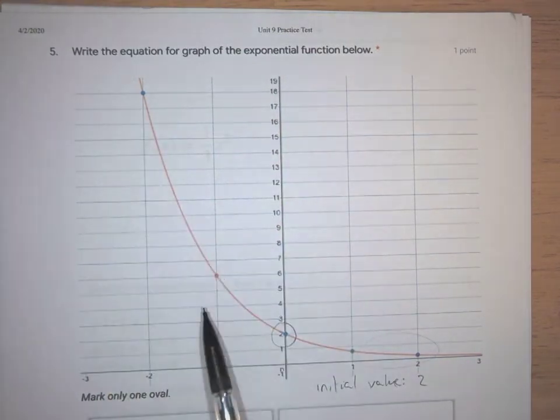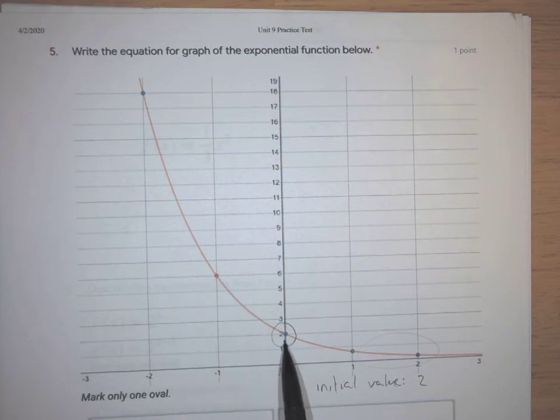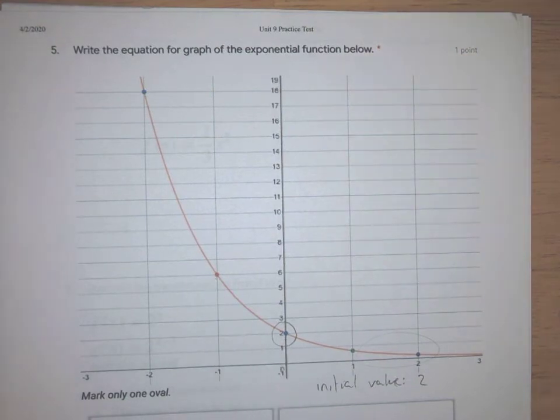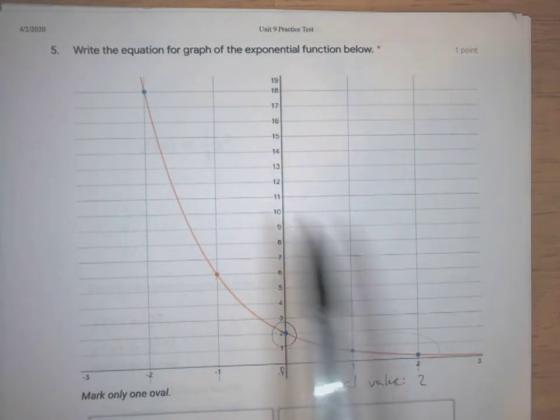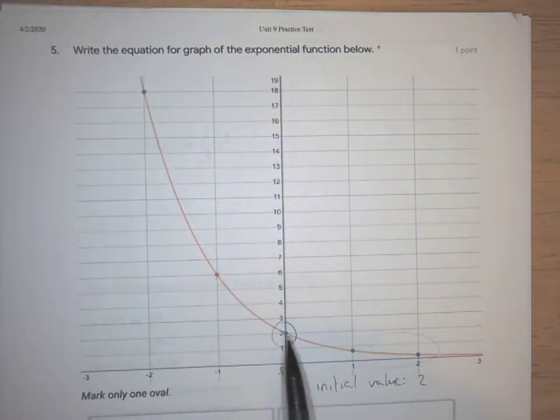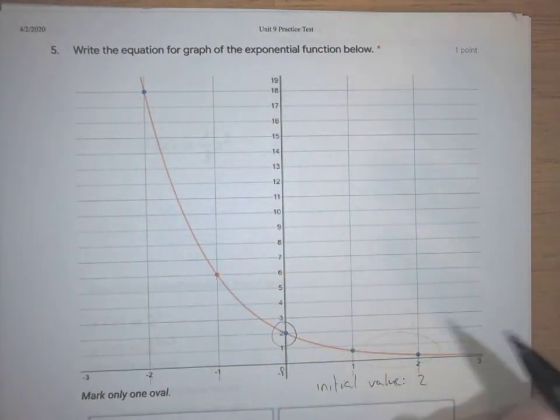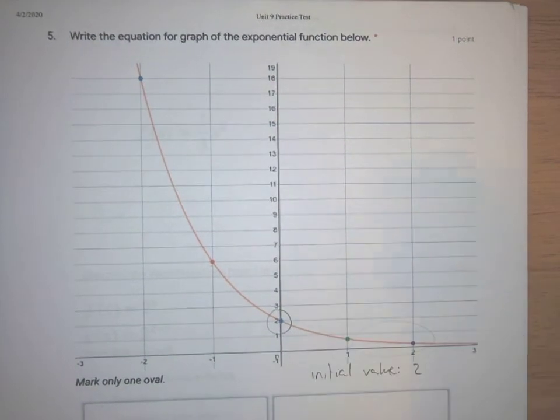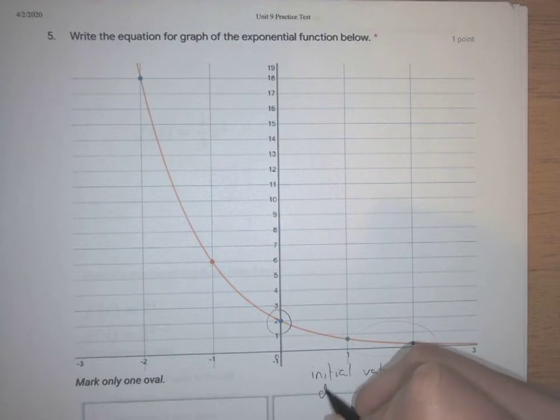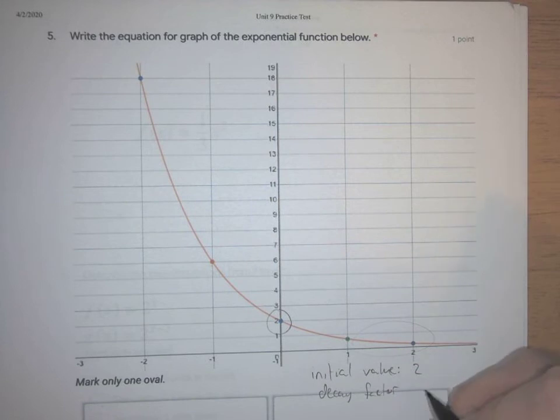18 divided by 3 is 6. 6 divided by 3 is 2. But with exponential growth, we don't want to think dividing, we want to think multiplying. What are we multiplying by to get to the next point? And we're multiplying by 1/3, right? This is a decay factor. It's getting smaller. So that number is between 0 and 1. That number is 1/3. So this is a decay factor. And then we got 1/3.